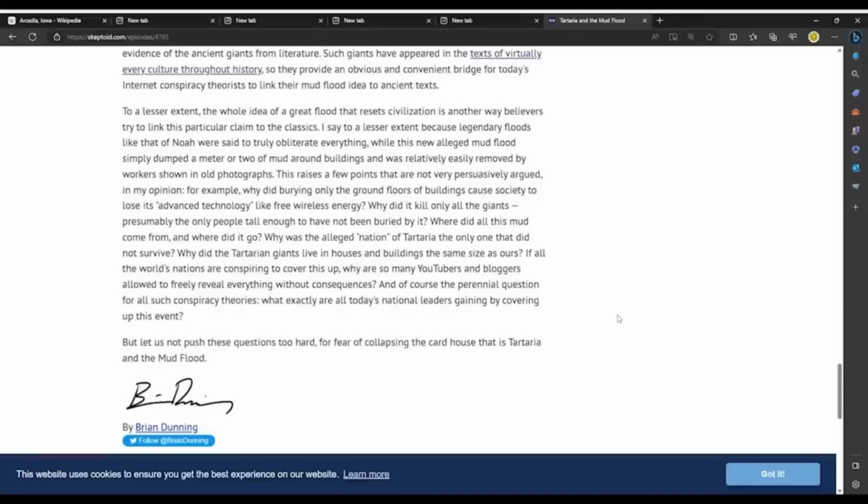Besides, why would you be saying that, Brian? I mean, isn't that what your entire Skeptoid site is based on, is shooting down these crazed conspiracy theories, as you call them, but then you also call them conspiracy. So which is it? You do know the difference between a conspiracy and a conspiracy theory, right? And you do know that only a scientist or a historian is officially certified to tell us what the difference is between a conspiracy and a conspiracy theory. Okay, I digress. And of course, the perennial question for all such conspiracy theories, oh, there he goes, what exactly are all today's national leaders gaining by covering up this event?